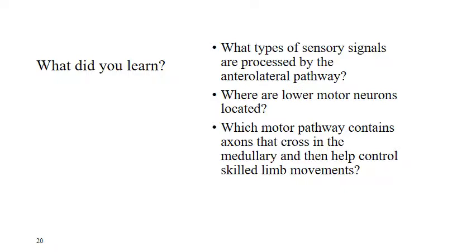All right, last but not least, a couple of questions. What types of sensory signals are processed by the anterolateral pathway? Remember, that's our crude touch, pressure, pain, and temperature. Next question, where are lower motor neurons located? They are located in the cranial nerve nuclei or the spinal cord anterior horn. Next question, which motor pathway contains axons that cross in the medulla and helps control skilled limb movements? That's our lateral corticospinal tract, a part of the direct motor pathways.